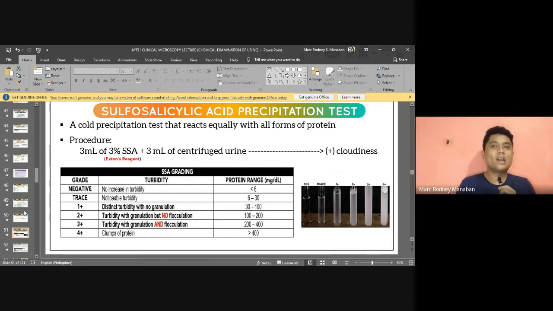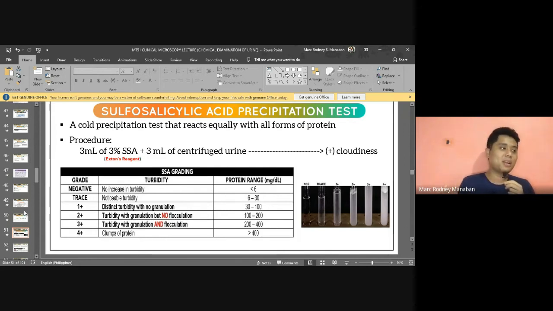So how do you remember again? 1 plus, turbidity only, but no granulation. 2 plus has two characteristics, turbidity and granulation, but no flocculation. Since it is only 2 plus, it should only have two characteristics, okay? 3 plus has three characteristics: turbidity, granulation, and flocculation. So it's easy to remember. And 4 plus, clumps of protein.